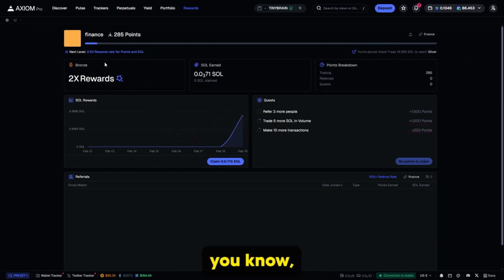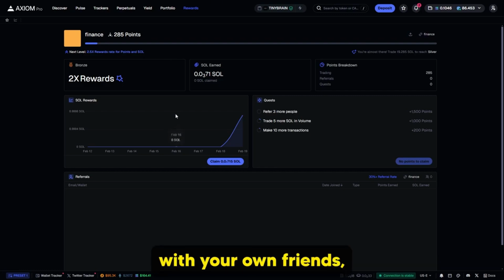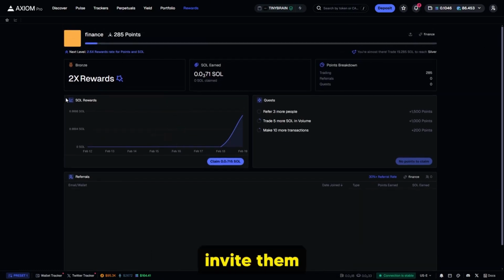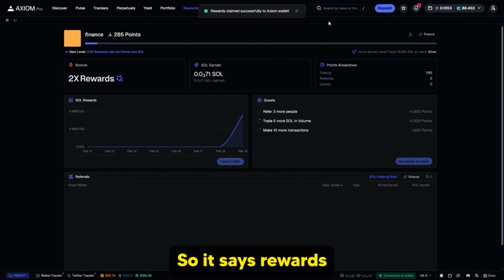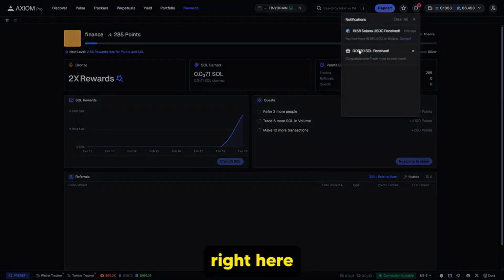So if you are using this platform, if you want to share your own code, of course, share your own code with your own friends. You be the one that invites them into the platform, and then you'll be able to claim some Solana as well. So you can see right here, I can claim some Solana. It says rewards successfully claimed. And you can see right here, before they also rewarded me some Solana as well.